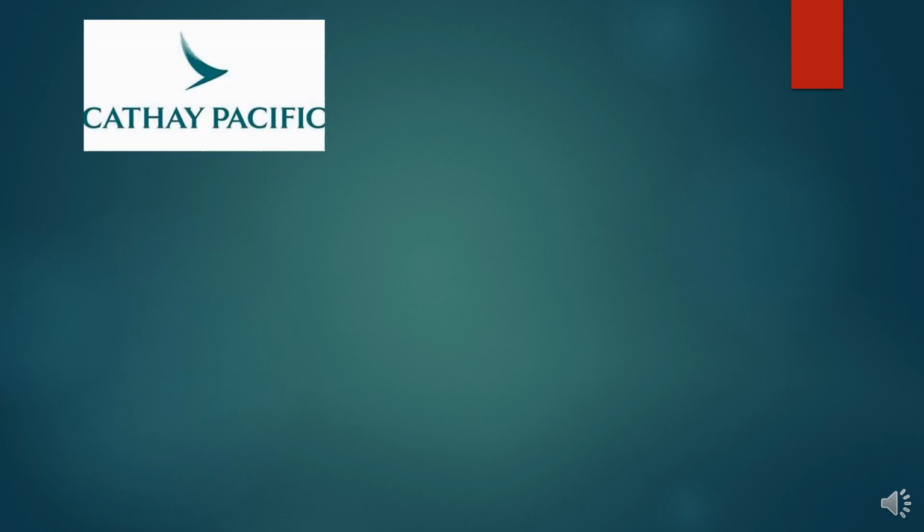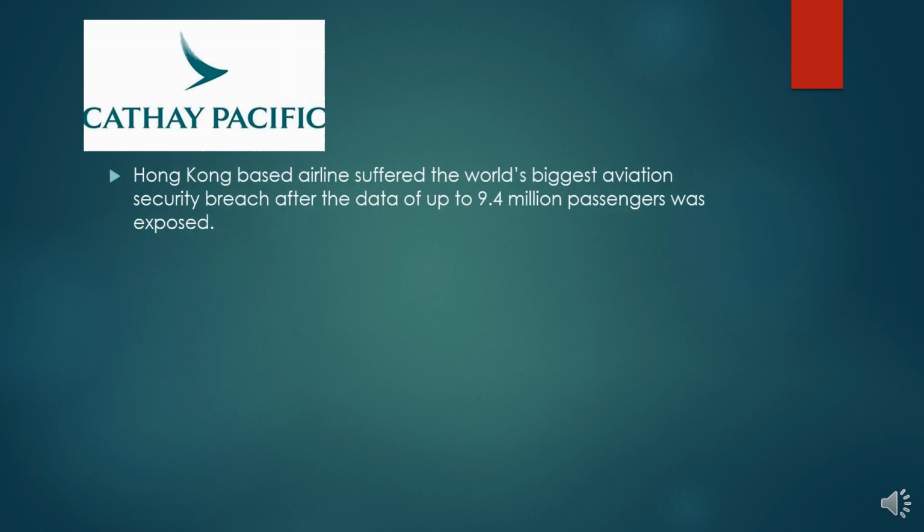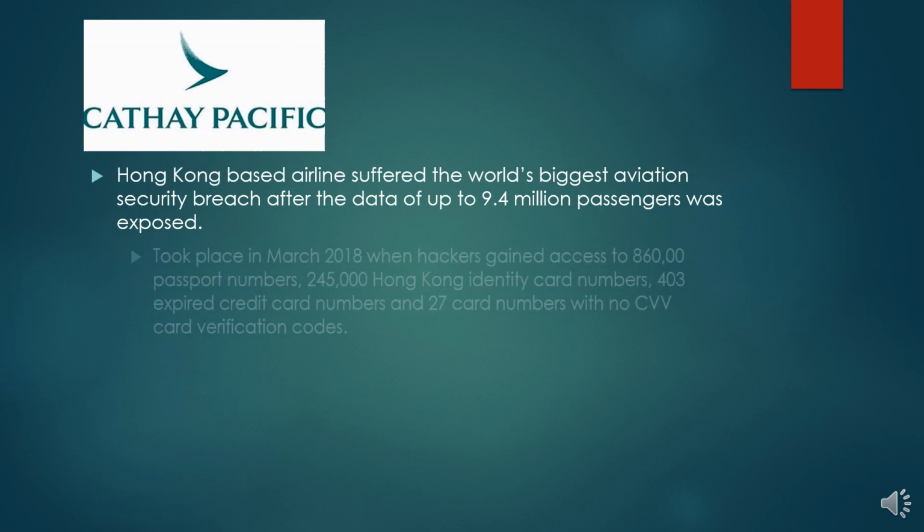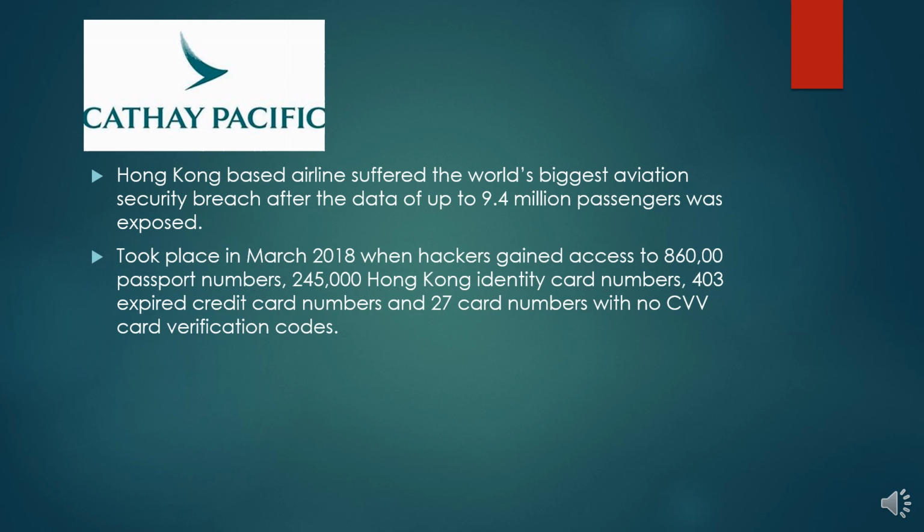The next business we're going to discuss is Cathay Pacific. This Hong Kong-based airline suffered the world's largest aviation security breach after the data of up to 9.4 million passengers was exposed. The breach was announced in October 2018, but took place in March 2018 when hackers gained access to 860,000 passport numbers, 245,000 Hong Kong identity card numbers, 403 expired credit card numbers, and 27 card numbers with no CVV card verification codes.